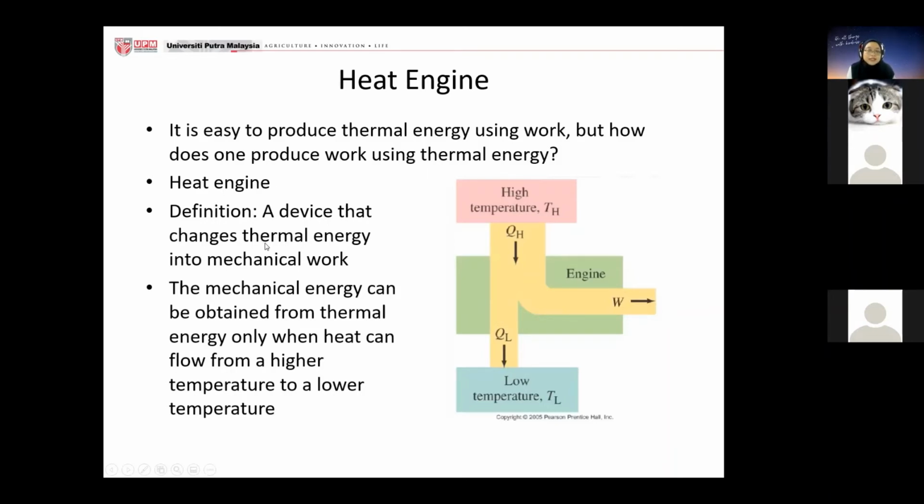So a heat engine is actually a device that changes thermal energy into mechanical work. And the mechanical energy can be obtained from thermal energy only when heat flows from a high temperature to a lower temperature.